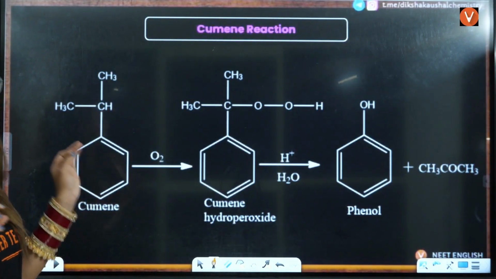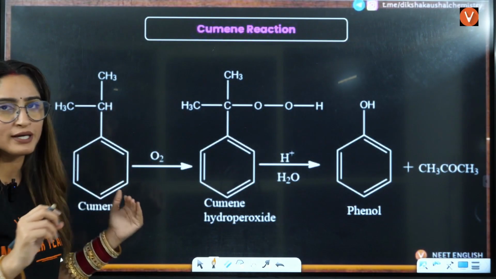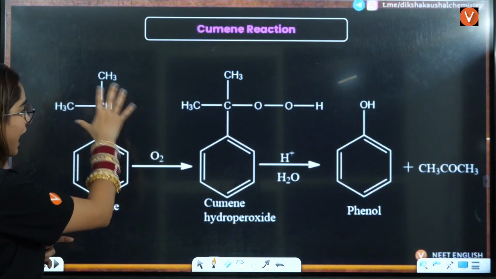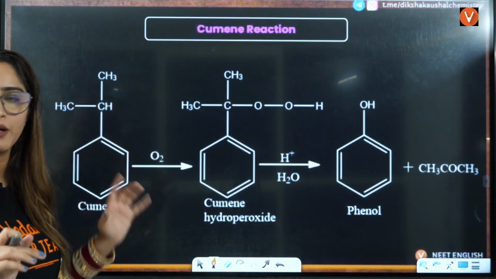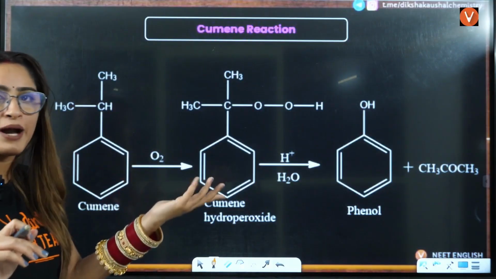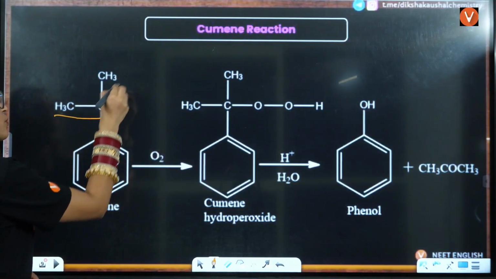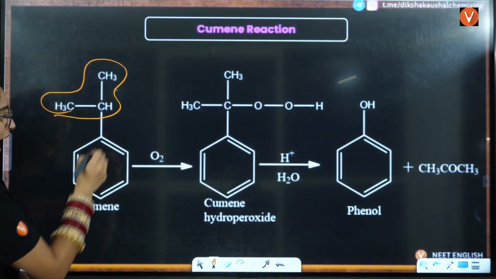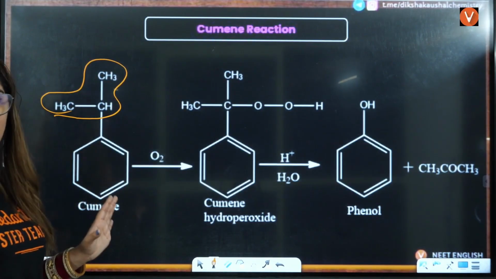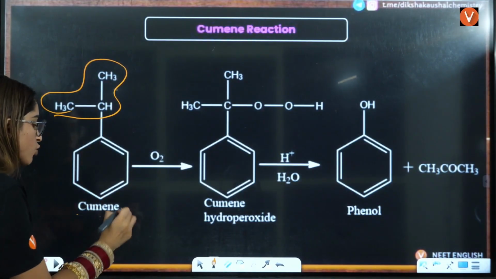Next, ma'am, we have the cumene process, which is very frequently asked. So in this cumene process, what you will have? An isopropyl group on an aromatic ring, basically this is the isopropyl group and this is benzene, right? So isopropyl benzene, which is also called cumene.